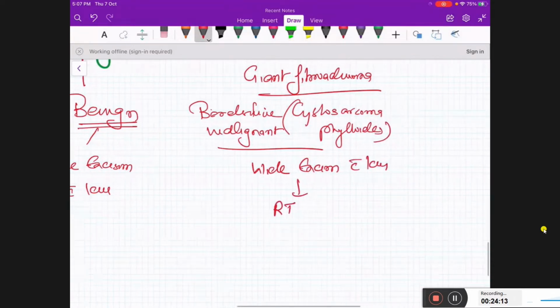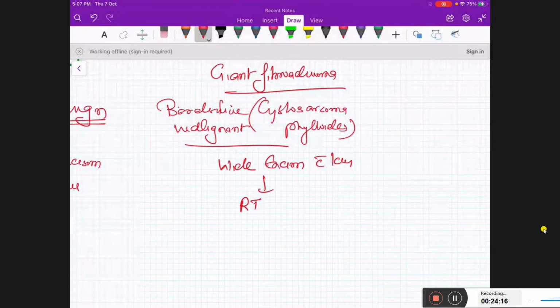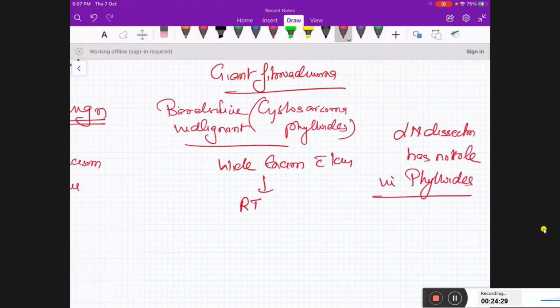And please highlight it in your notes. Lymph node dissection has no role in phyllodes tumor, right?